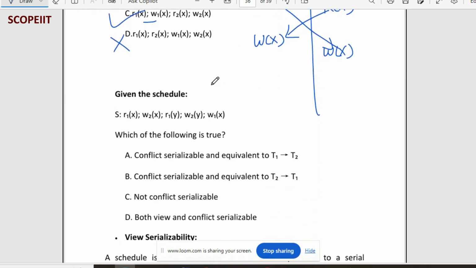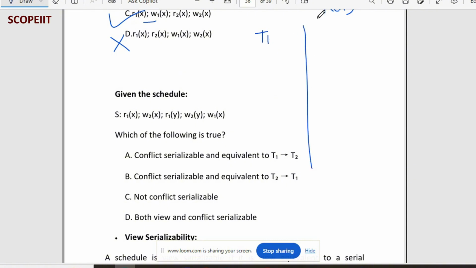There is one more question that you can try. The given schedule is R1 of x, W2 of x, R1 of y, W2 of y and W1 of x. All of you please try this question by yourself first. Now see, let us draw the schedule. What is the maximum number of transactions? The maximum number here also is 2. So T1 and T2.